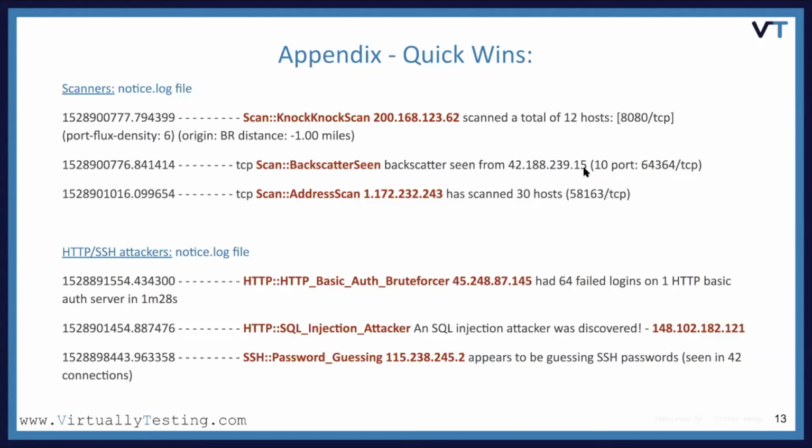42.188.239.15 IP. That IP was trying to do a backscatter scan attempt on 10 different ports. And as you see, it was a very basic address scan from another IP that scanned at least 30 hosts on that port. So that was pretty neat. And we take direct actions.